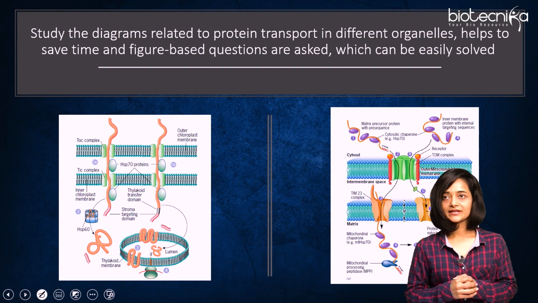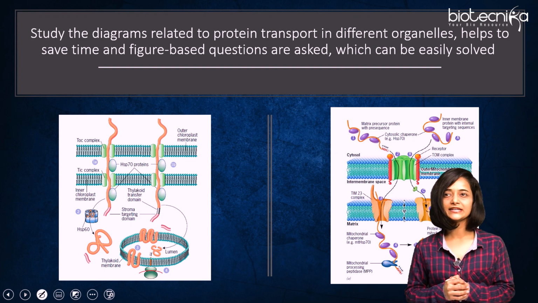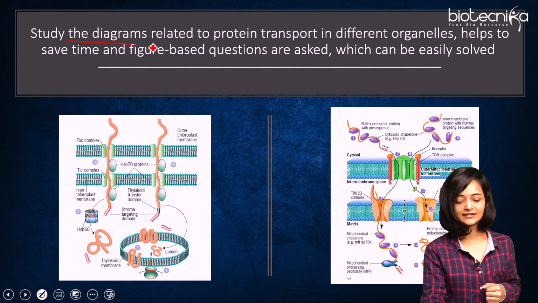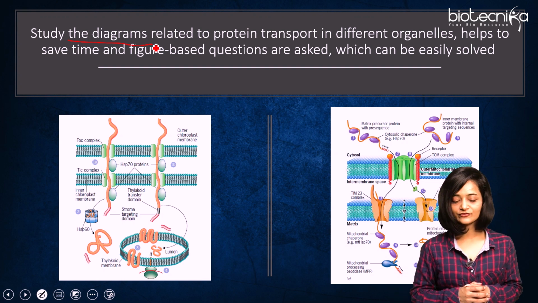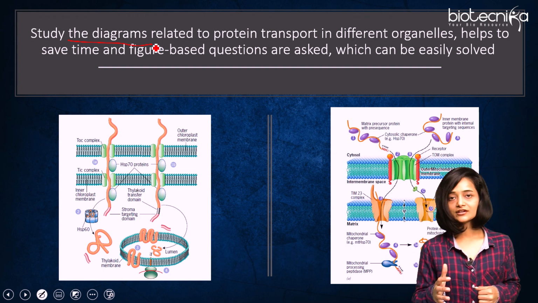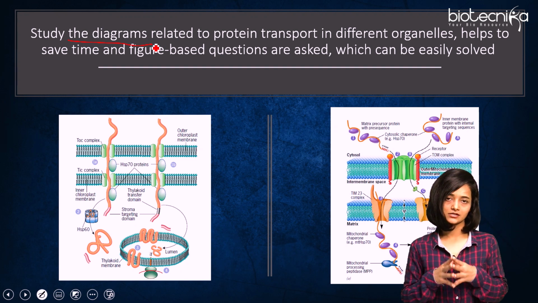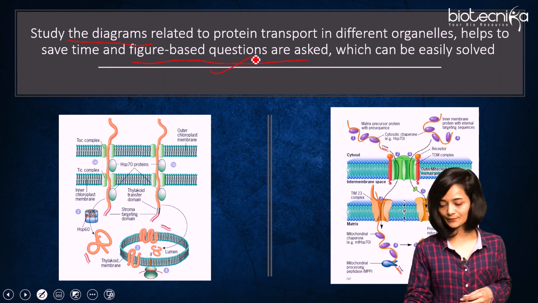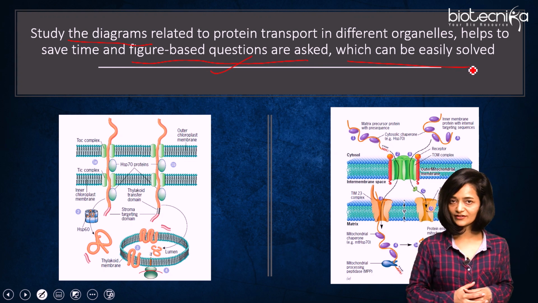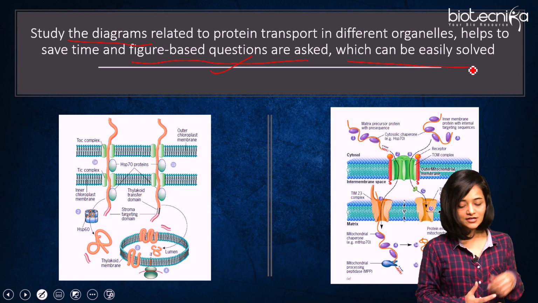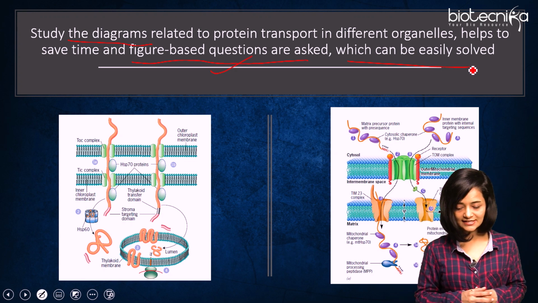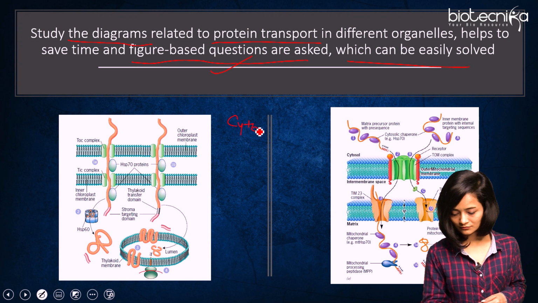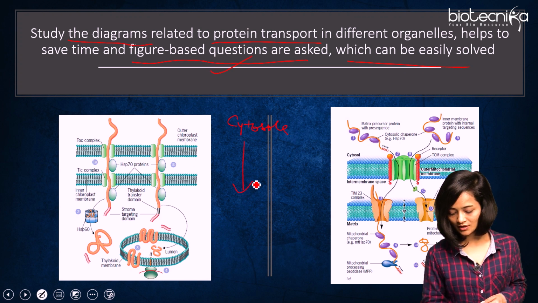Then there would be certain topics which would be coming in subunits where you'll be dealing with protein transport in different organelles. They can be studied with the help of diagrams. Diagram-based study of these kinds of topics would be very helpful. Here, basically, the visual part of your brain will play a role. Figure-based questions are asked from this subunit, and it would be easy to solve if you remember these topics with the help of diagrams. So here I have taken two examples. Firstly, protein transport taking place from cytosol to chloroplast.